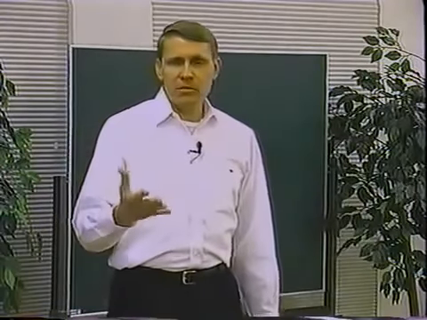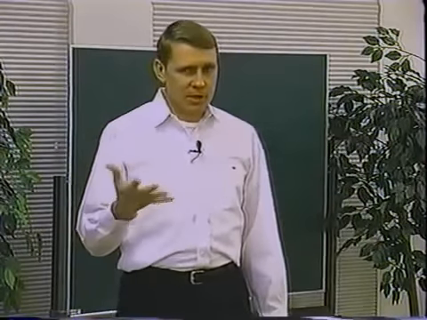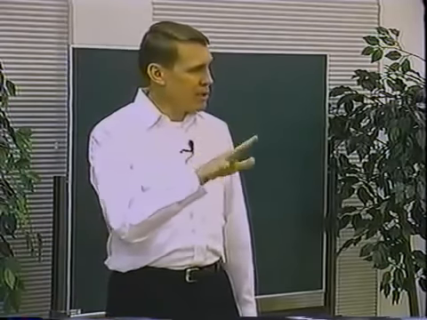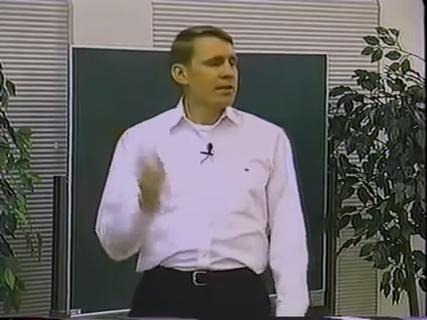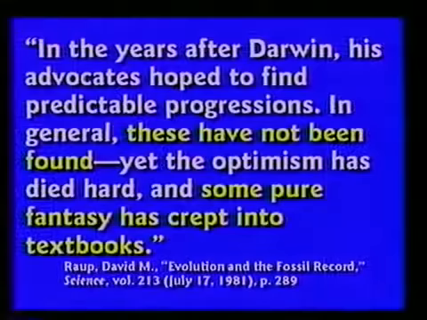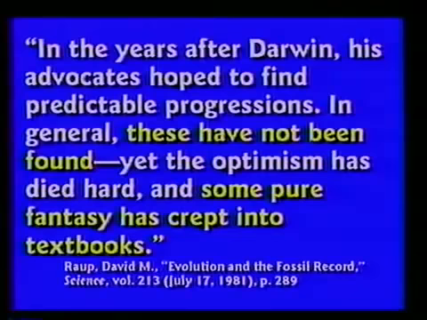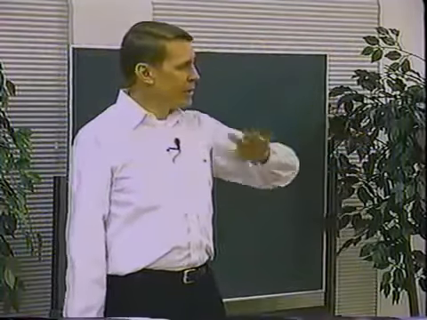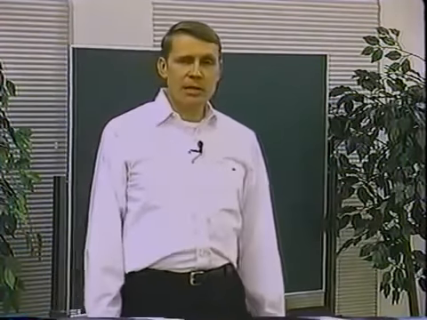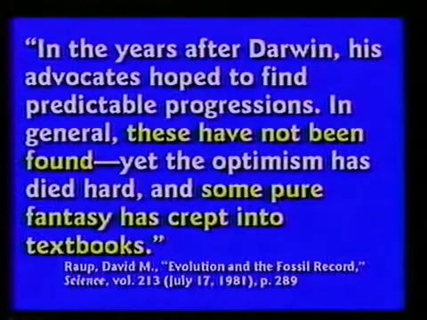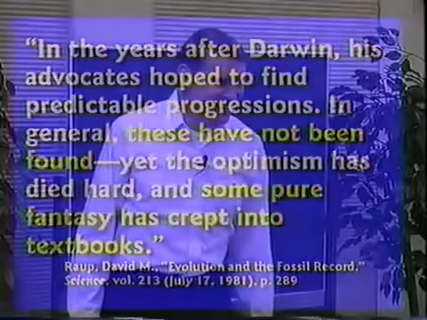Okay. David Ropp, who teaches or works at the American Museum of Natural History in New York City. He's one of the guys at the museum, and he's a strong believer in evolution. He said, in the years after Darwin, his advocates, the people that promote him, hoped to find predictable progressions. By that, sequencing from apes to humans. Slightly bigger, slightly bigger, slightly bigger, slightly bigger. In general, these have not been found, yet the optimism has died hard, and some pure fantasy has crept into textbooks. Oh, you're kidding. Fantasy in our textbooks?